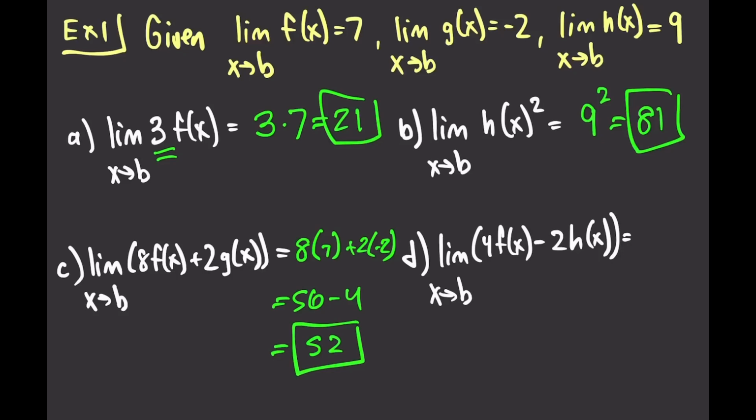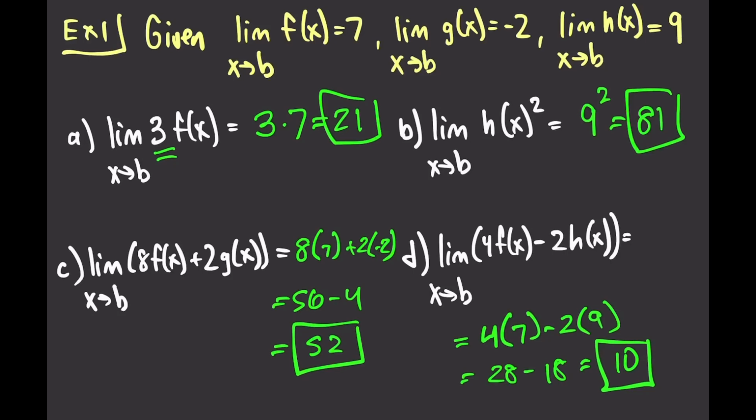Similar concept here. We've got the limit of 4 times f of x minus 2 times h of x. And let's just figure that out. I'm going to write down below here so I don't have much room. So 4 times f of x. The limit of f of x as x approaches b is 7. Minus 2 times h of x. So that limit is 9. And then we just have to evaluate this. So I think that's 28 minus 18. And we would get 10.